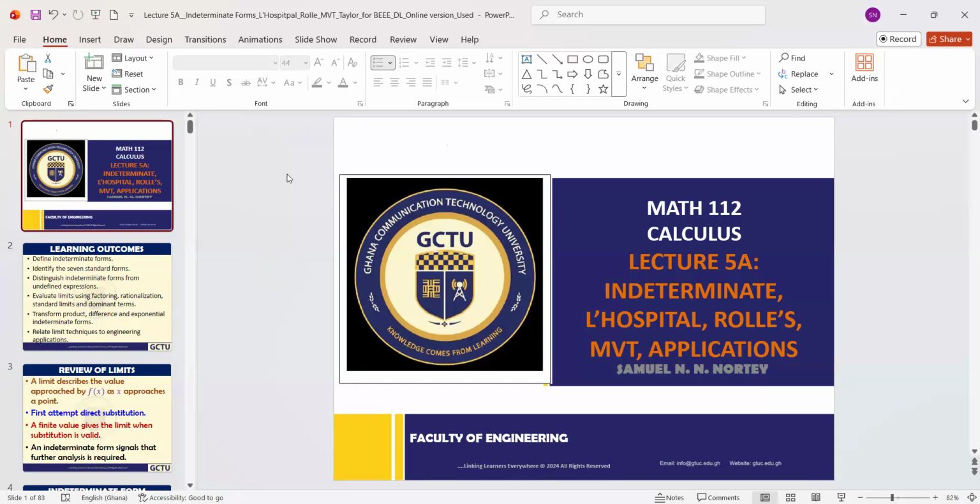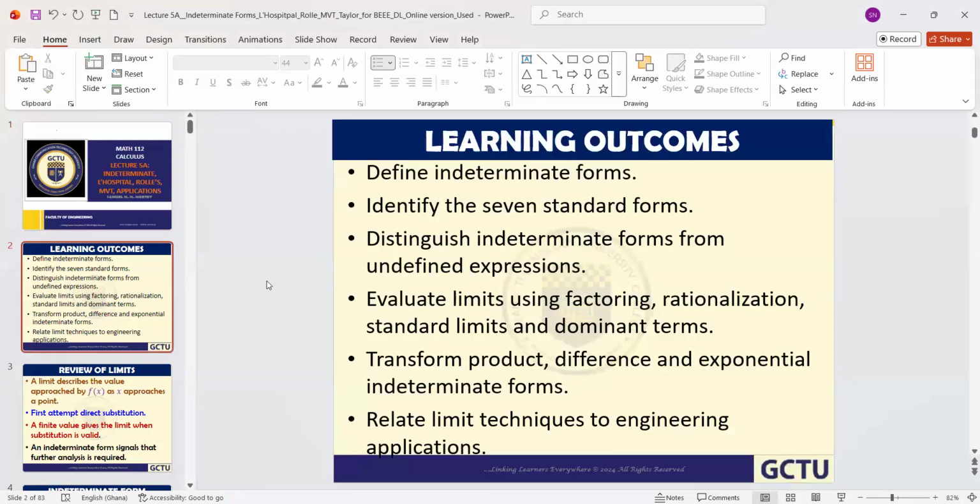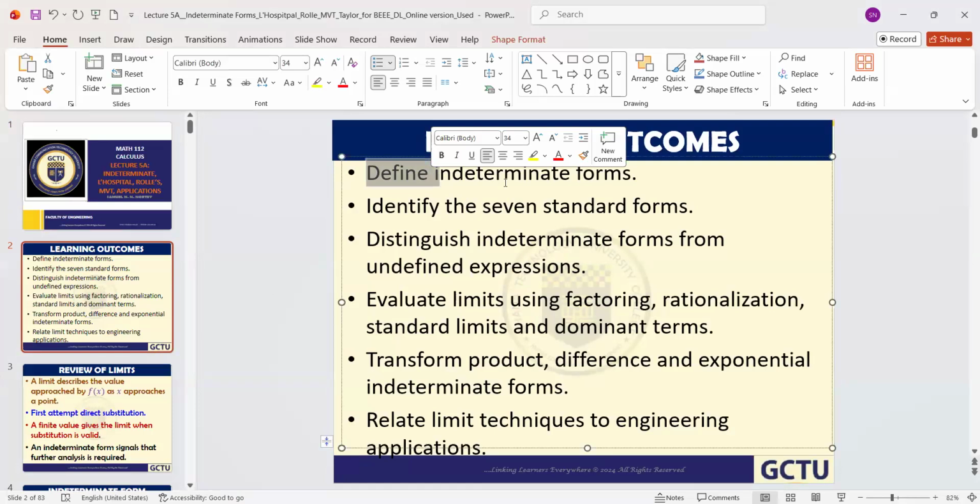So let's begin. Like I said, the first part will take care of some of the things we saw last semester, especially the Unit 1 topic, differentiation. The way I've done this is that I didn't put all the learning outcomes at the top. When I take a topic, then I bring the learning outcomes. So we are starting with indeterminate forms.